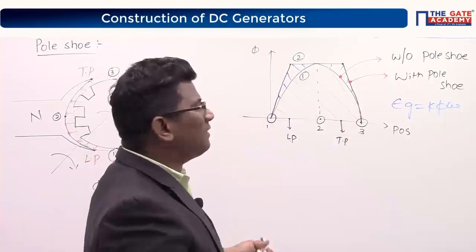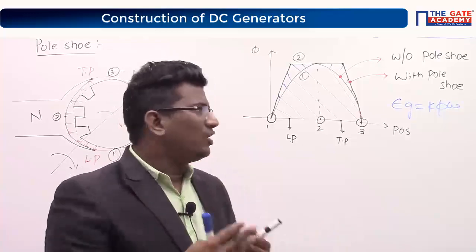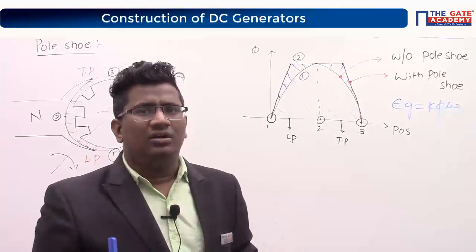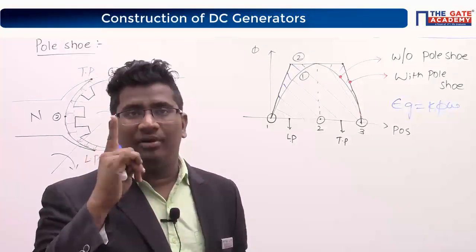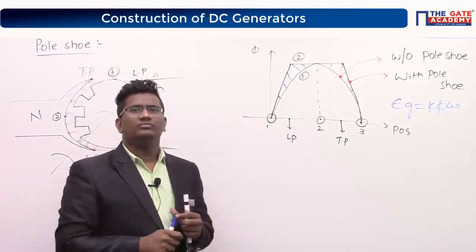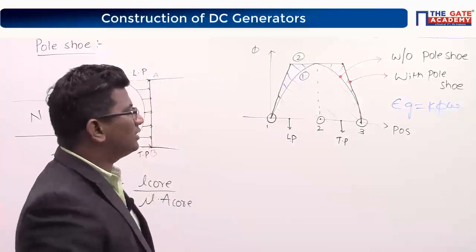So I will always prefer more induced EMF because harmonics are not a big issue for me. Because harmonics will never exist in a DC machine. But harmonics will be present in AC machines. Remember, that is a very important thing. Yes, getting with the pole shoe, right?